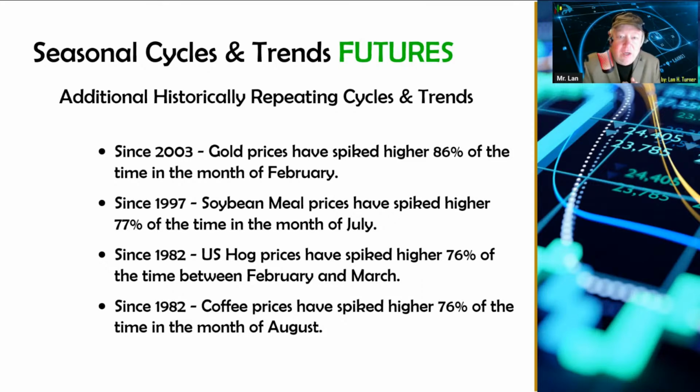That's an unknown unknown. Well, I'm revealing it to you. So for now, for you, it's a known known, all right? Or at least a known unknown. How about since 1982, coffee prices have spiked higher 76% of the time in the month of August. Now that's pretty cool. In August, where are you going to be looking? If you want to trade some coffee, I think I'd be looking at those coffee prices right there in the month of August, because 76% of the time since 1982, those babies have run in the month of August. All right.